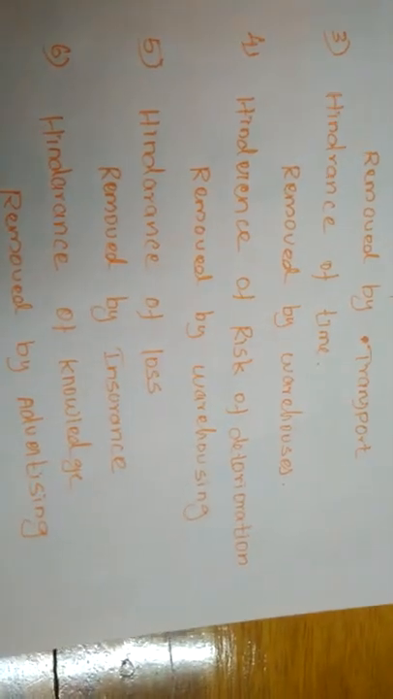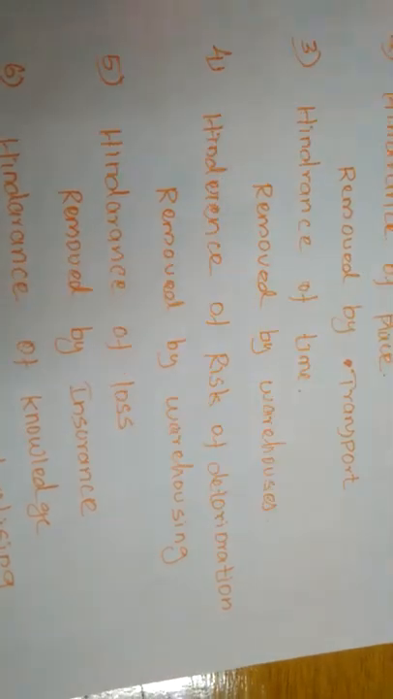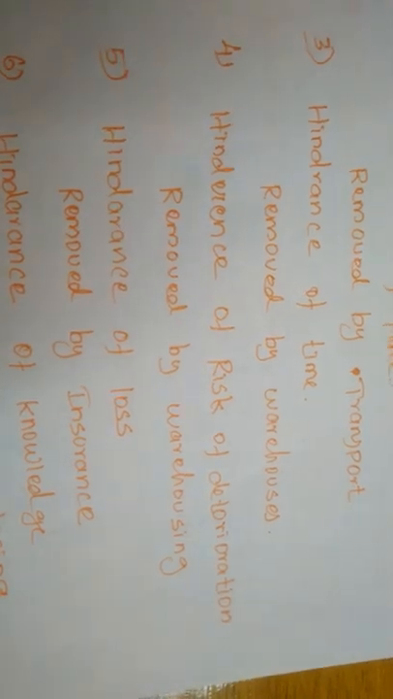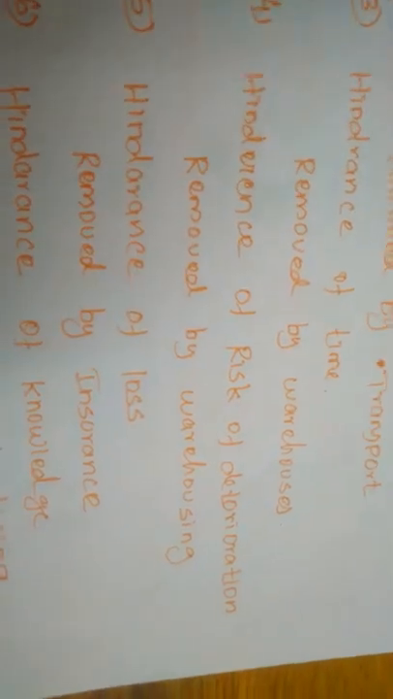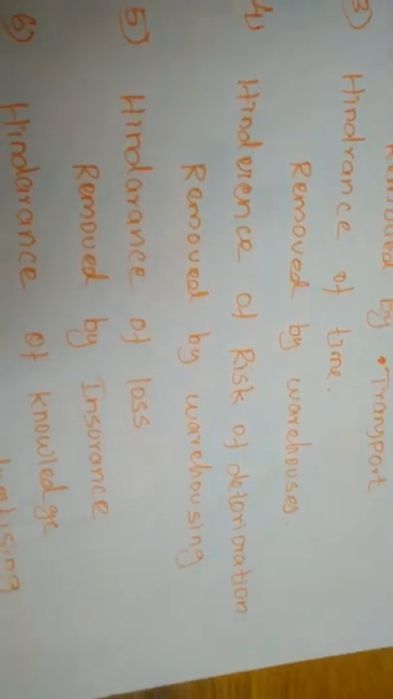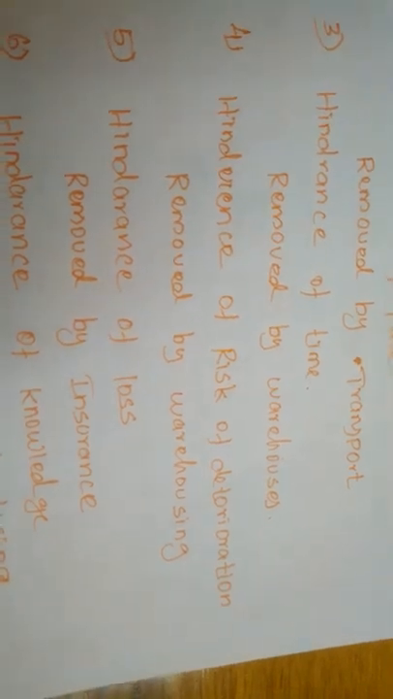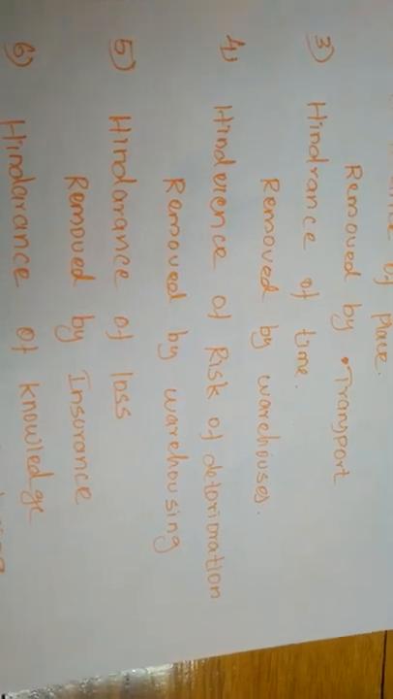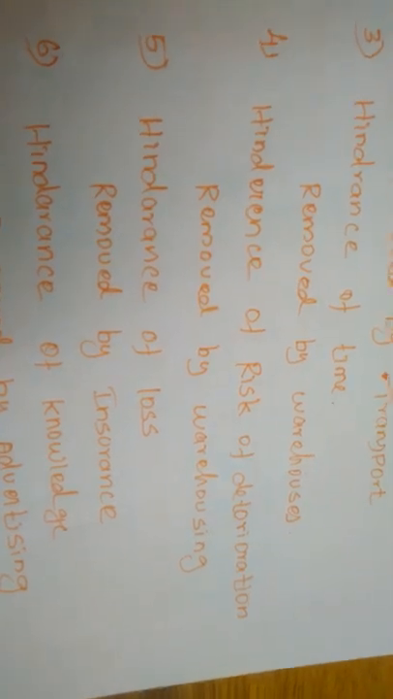Next, the fourth hindrance is the hindrance of risk of deterioration. Deterioration means damage. The risk of deterioration is another hindrance. What type of risk of deterioration will come, and when will it come? We are carrying or distributing the commodity from the place of industries to the hands of the consumer, that is the market.